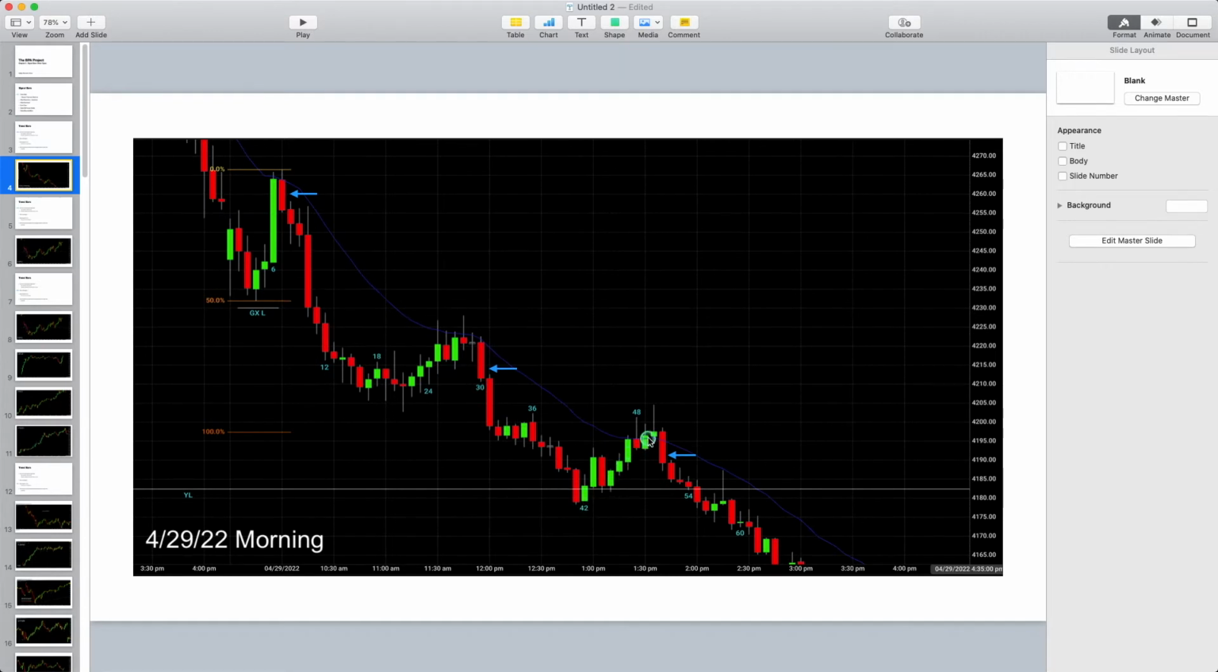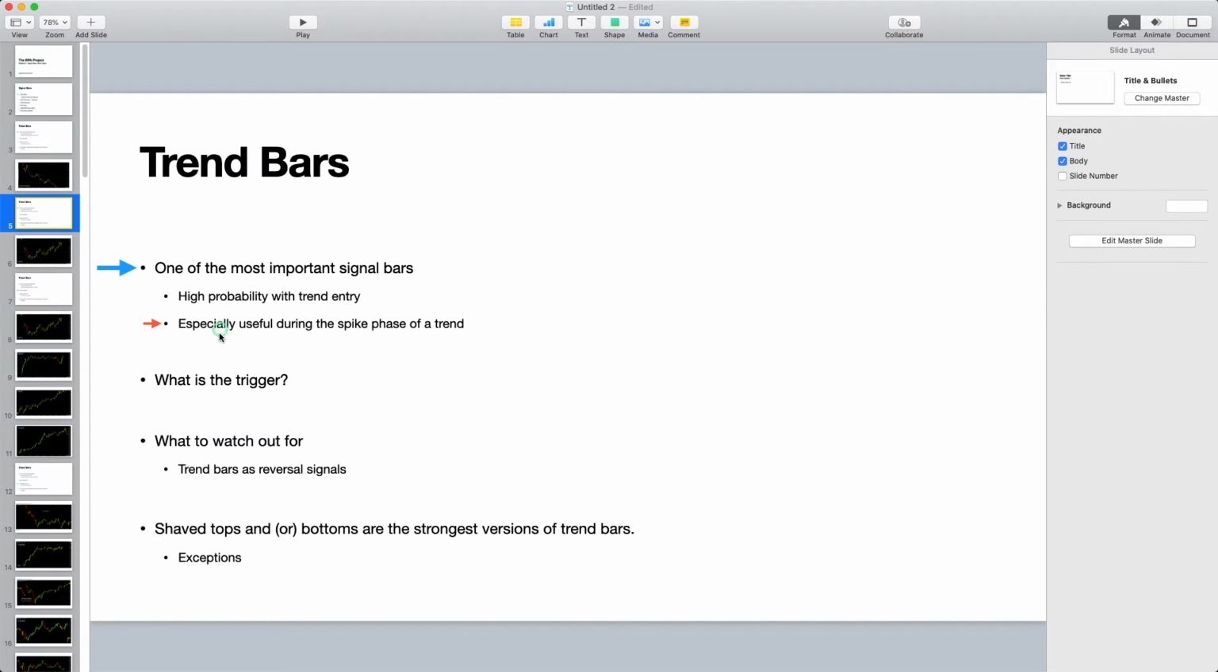Another pullback to the moving average here on bar 50. Instead of selling below 50, a lot of bears will wait for a bear trend bar, and that happened on 51, and bears will start selling below 51. So it's proof that the bears own the entire bar, and that increases the probability for the with-trend direction. So trend bars are especially useful during the spike phase of a trend.